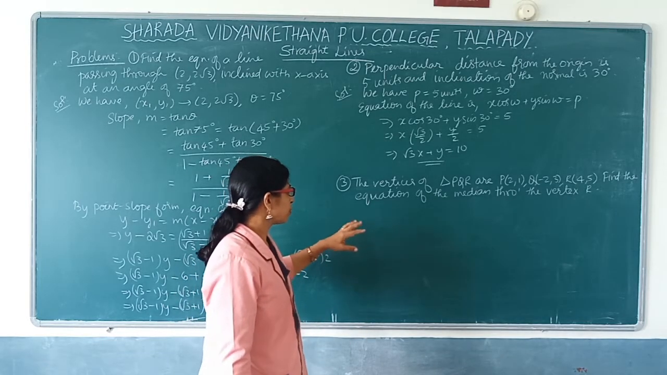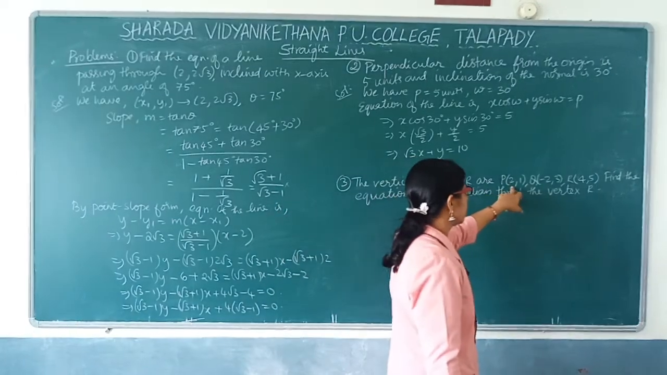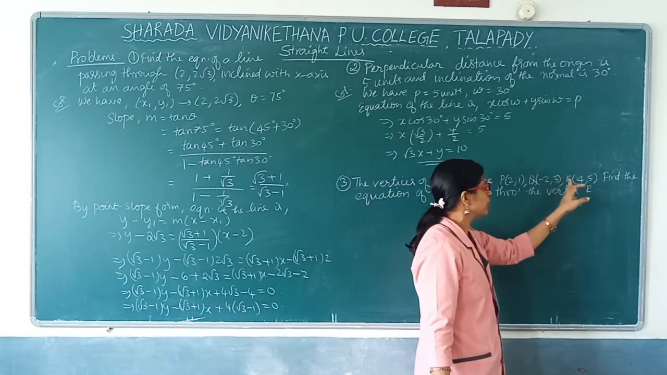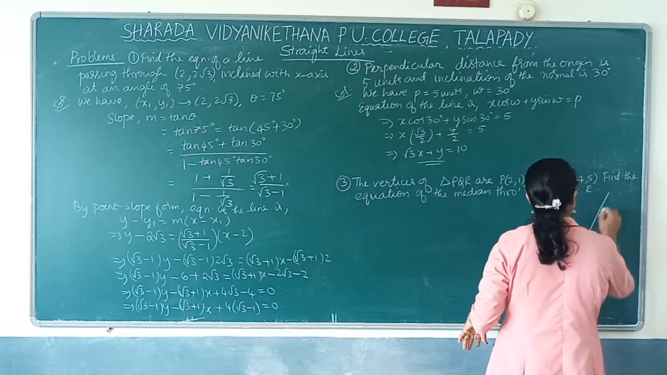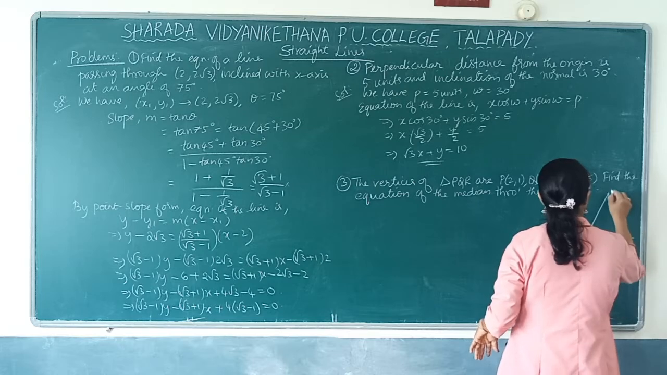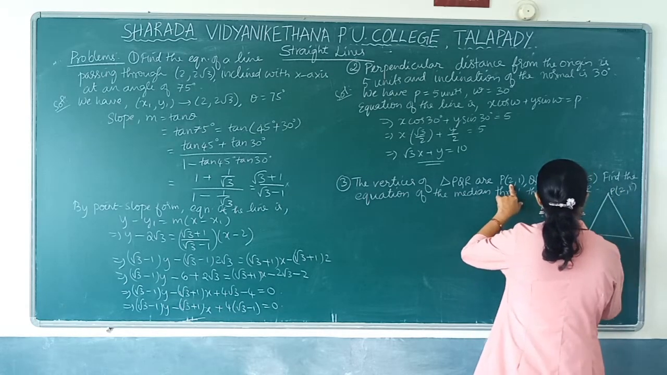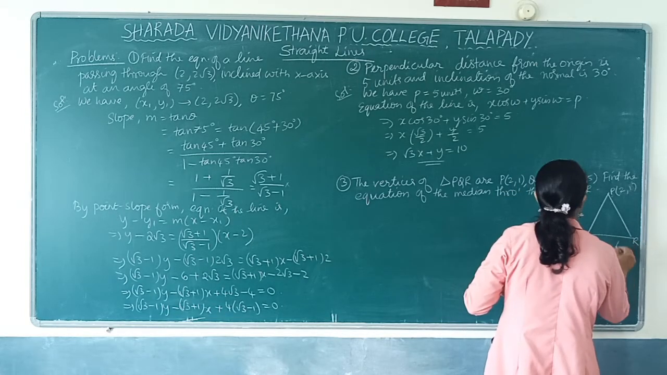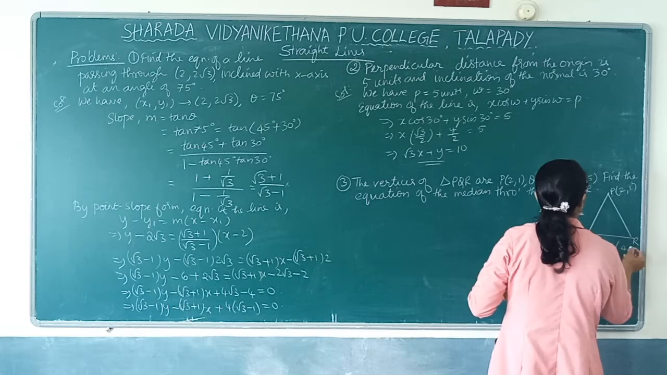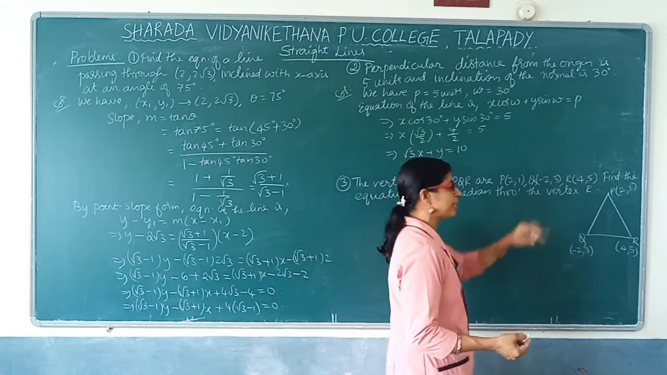Now, next question. The vertices of triangle PQR are P of 2, 1, Q of minus 2, 3 and R of 4, 5. So 3 vertices of triangle PQR are given. Okay, so suppose this is triangle PQR. What are the coordinates of P? 2, 1. What are the coordinates of Q? Minus 2, 3. And what are the coordinates of R? 4, 5. So what is the question? Find the equation of the median through the vertex R.